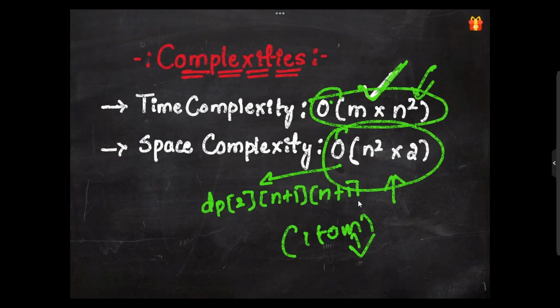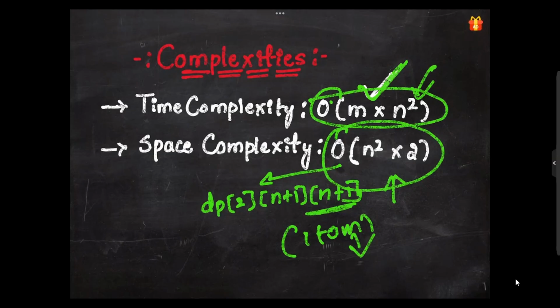For the optimization purpose, we will be making use of only two DP layers that are stored in this format. So overall the space complexity would be big O of n square times 2. The time complexity and the space complexity for the code that we will be writing would be big O of m times n square and big O of n square times 2. I hope the complexities part is completely clear along with the approach. As we are completely familiar with the complexities and approach, we are good to write the code.